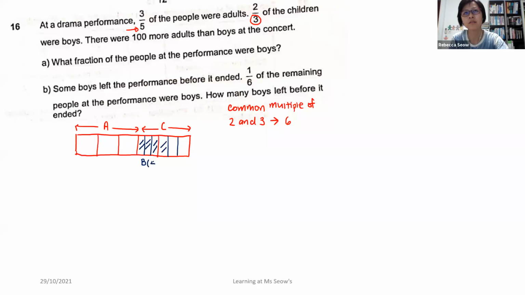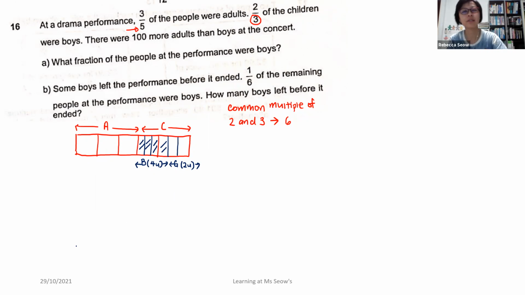I'm going to put down 4U. What about the remaining 2 units of children? This would definitely be girls. Okay, so now we have 4 units of boys, 2 units of girls.